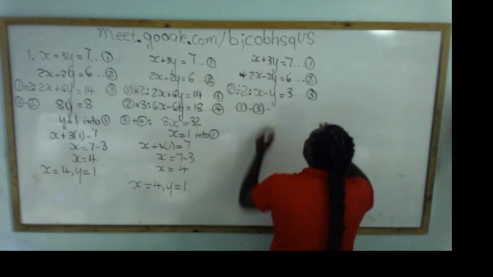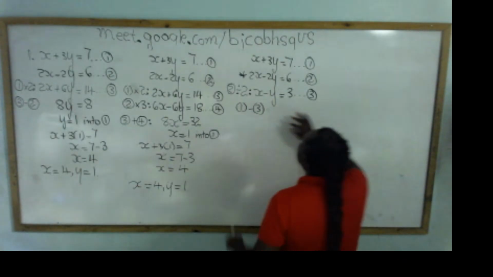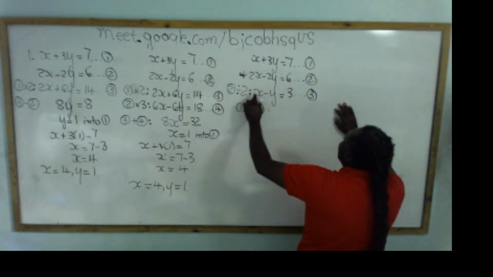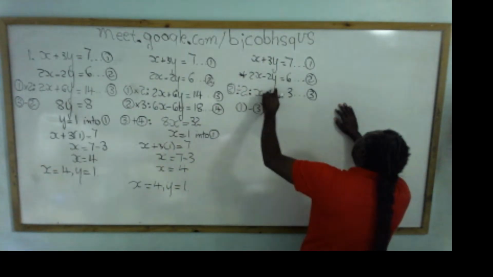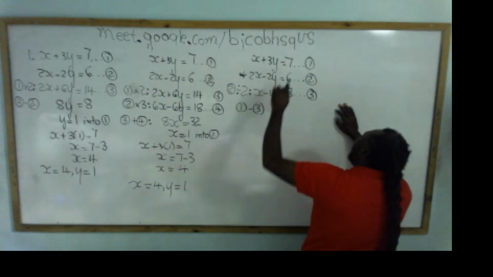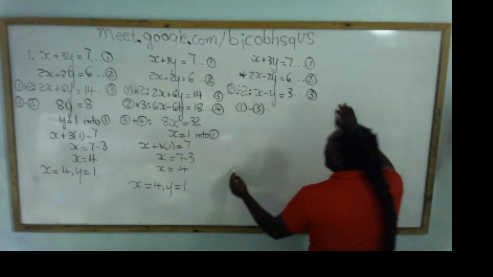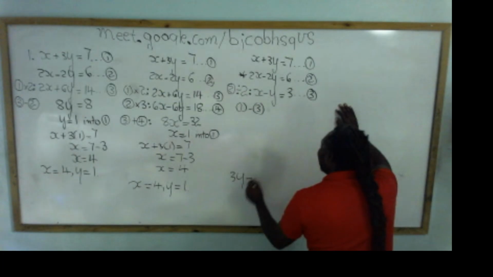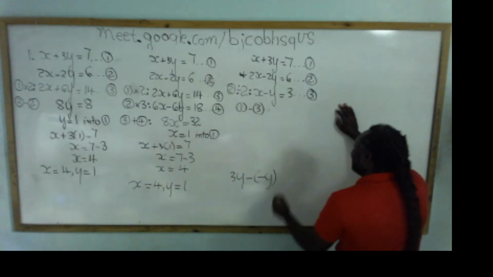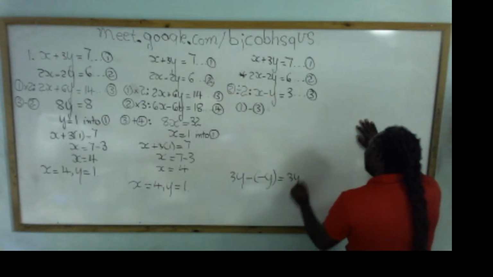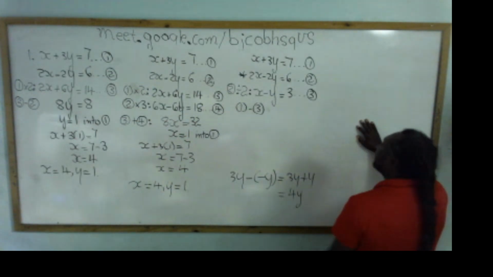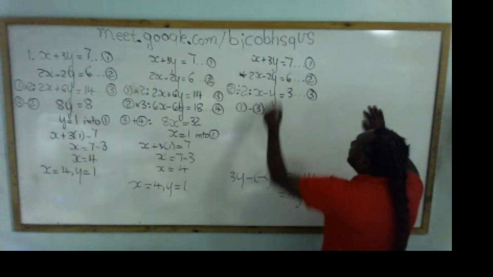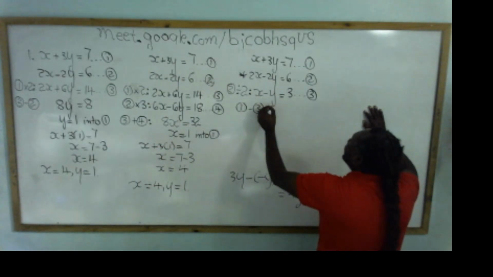And what do we have? Of course, the x's will be eliminated. Then we have 3y minus negative y, which is equal to 3y plus y, which is equal to 4y. So 3y minus negative y is 4y.